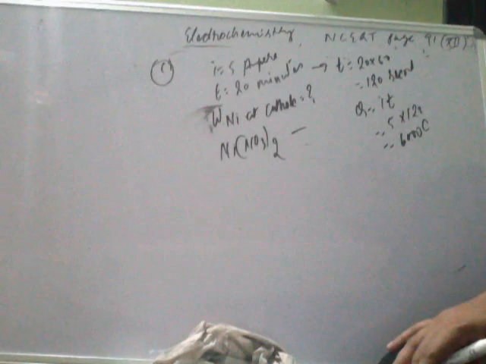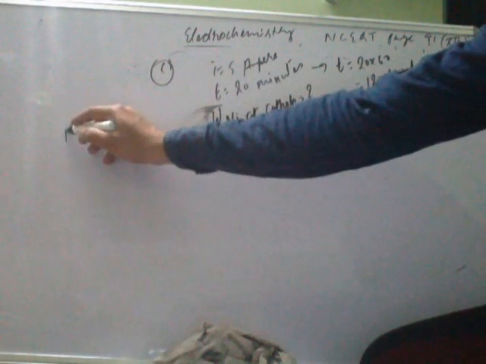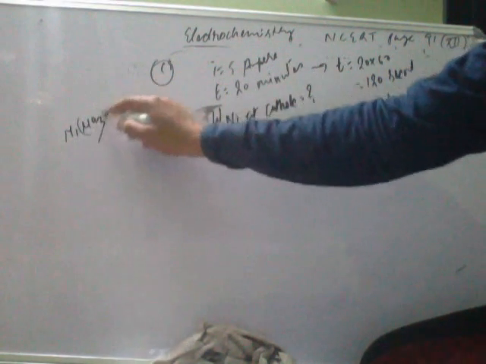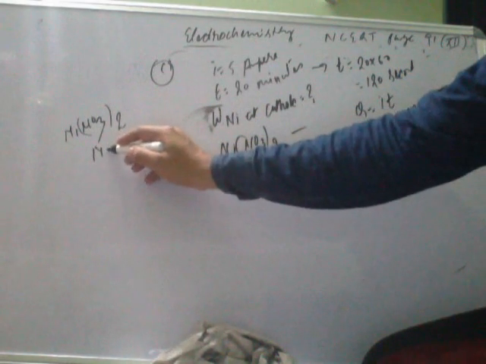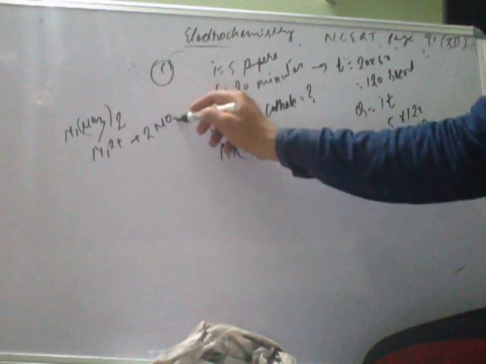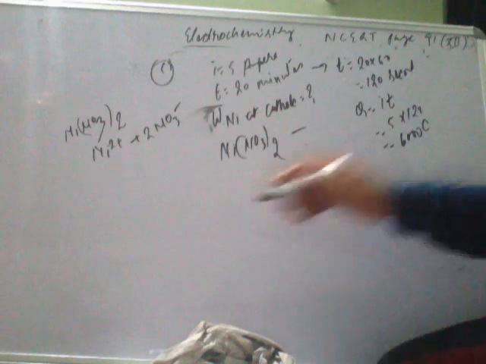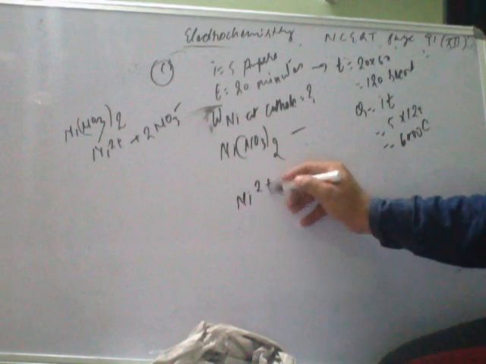Now come for the reactions. If you ionize NiNO3, roughly speaking, NO3 is the minus charge, so you will get Ni2+ and 2NO3-.